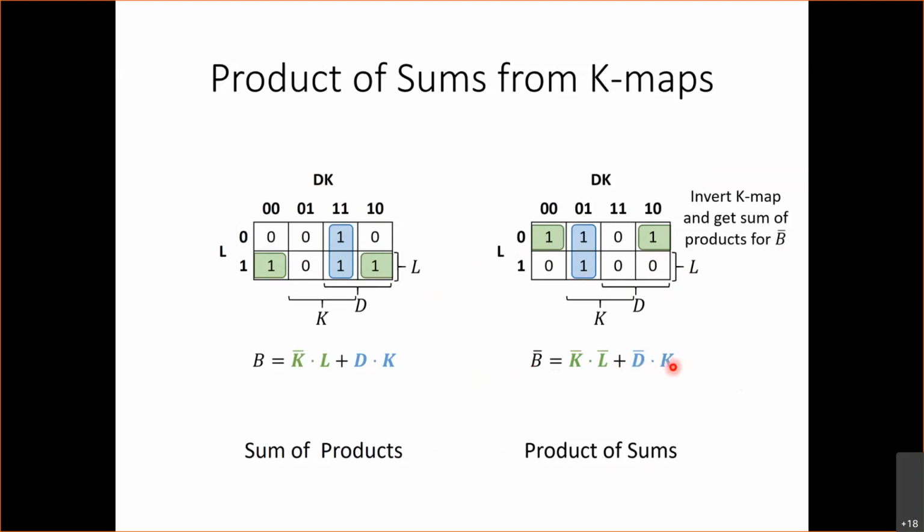And then we apply De Morgan's law. So B is going to be equal to K or L, and D or not K. Okay? So this is how we can use a Karnaugh map to extract a simple equation for a simple product of sums for B. Okay? Is this clear to everyone? Any questions?